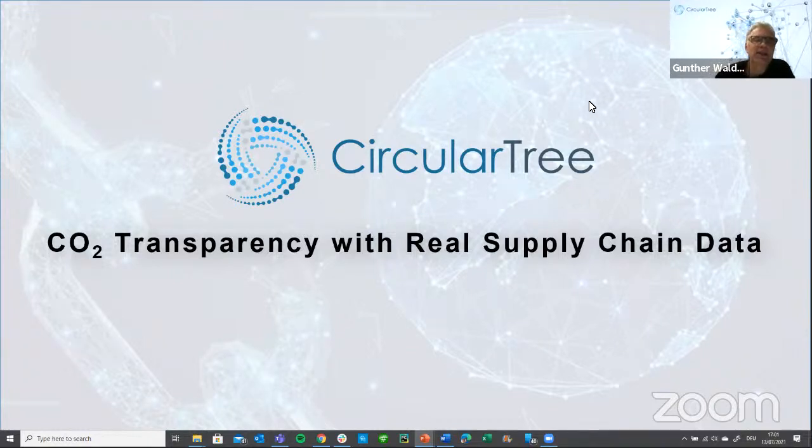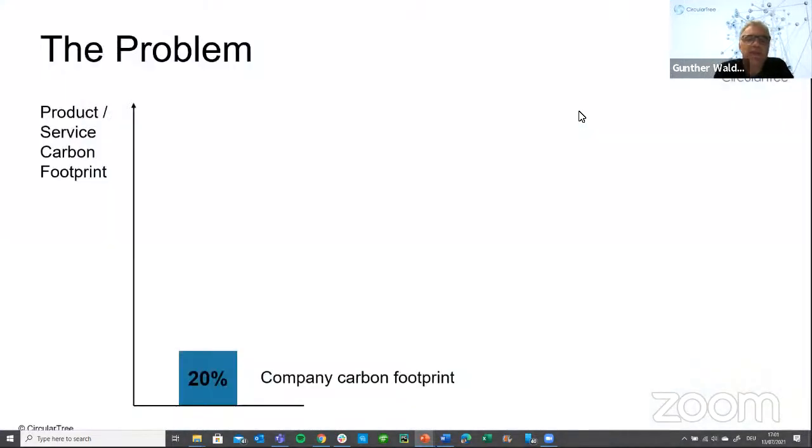Let's start with the problem. Carbon footprint is really a very, very hot topic, and many companies are talking about carbon footprint and talking about that they want to become carbon neutral by whatever, 2030, 2035, or whenever. The problem with this is only their own company carbon footprint.